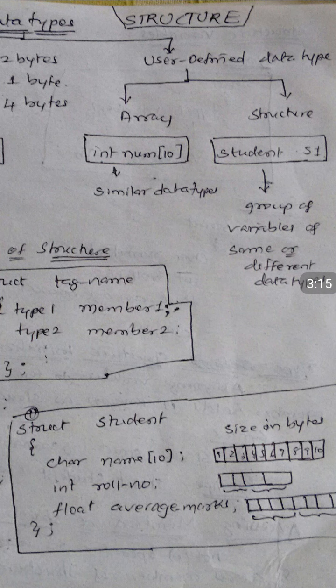What an array does is reserve certain sequential memory locations to store similar type of data of different users.